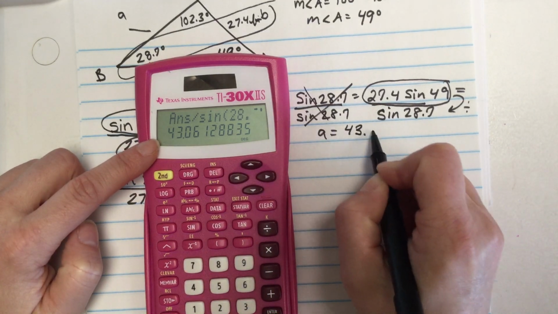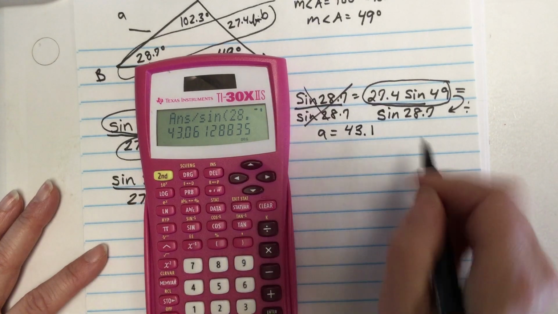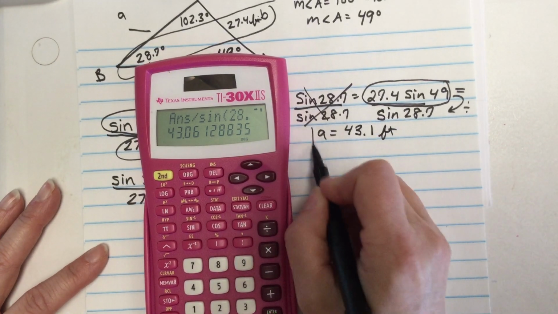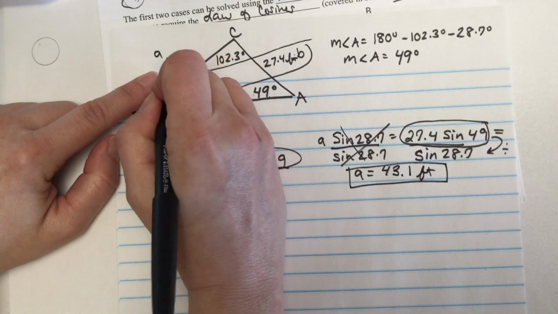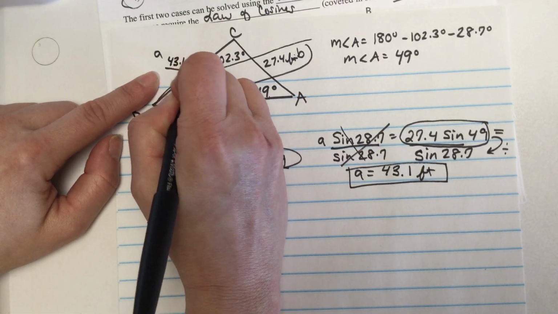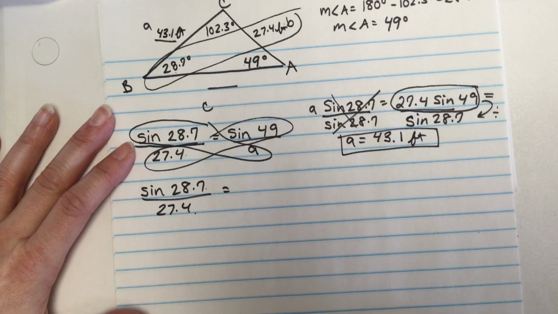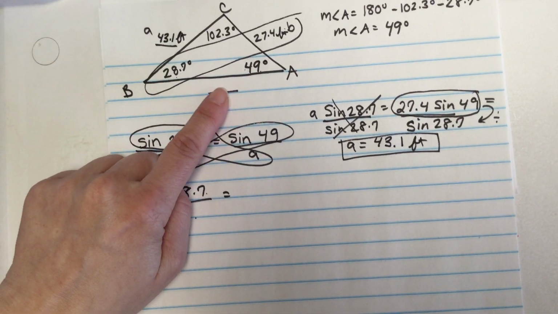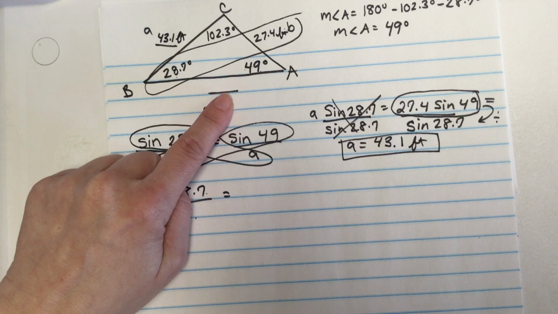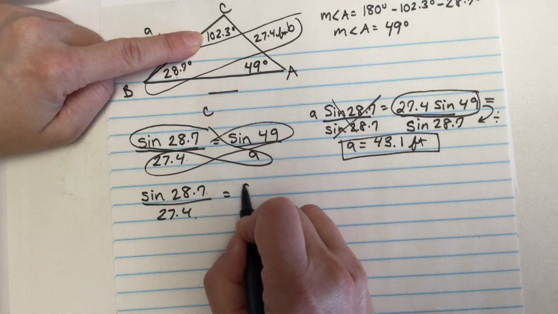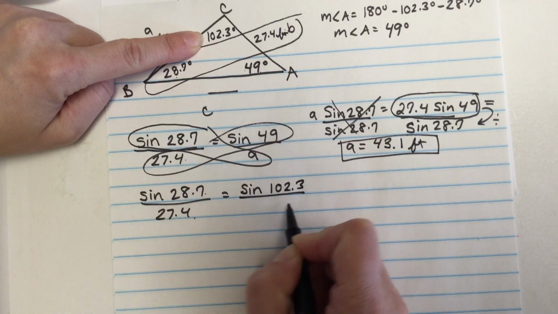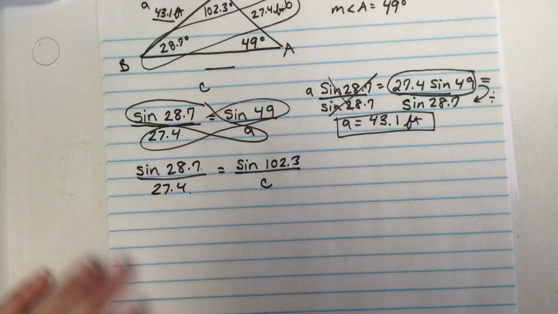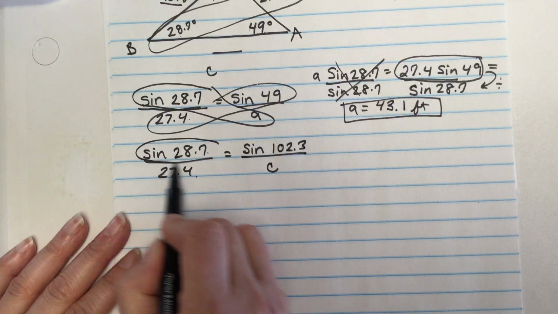So 43.06 would be 43.1. Our label is feet. So I know side A. So now I can come over here. Side A is 43.1 feet. Now I'm missing one more measurement. I need side C. So in order to find side C, you have to use angle C. So it's the sine of the angle, 102.3, over the side. Now I can cross multiply.